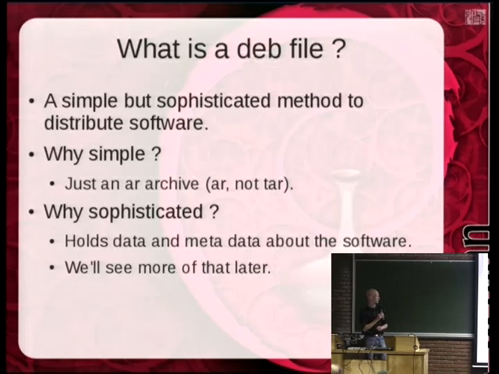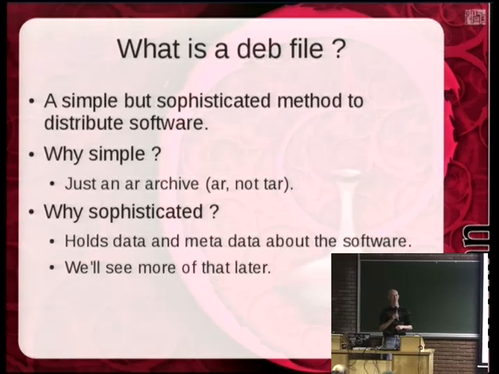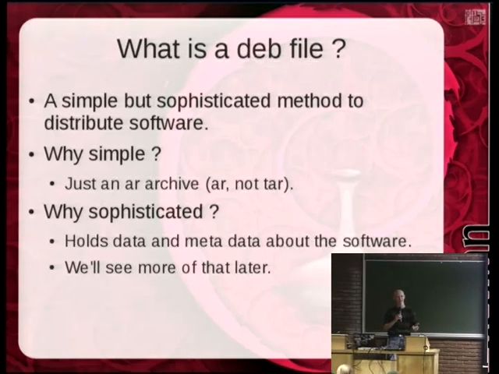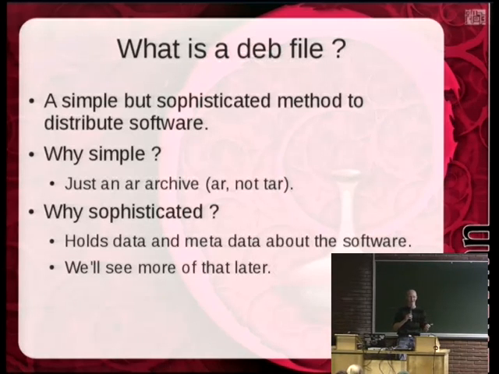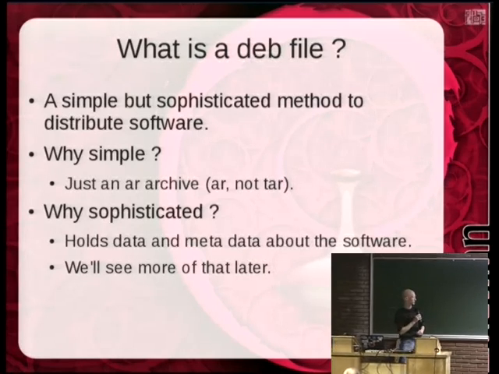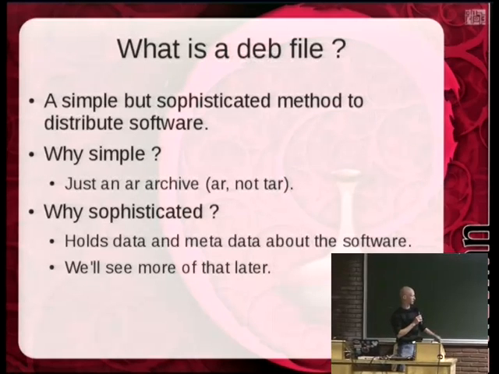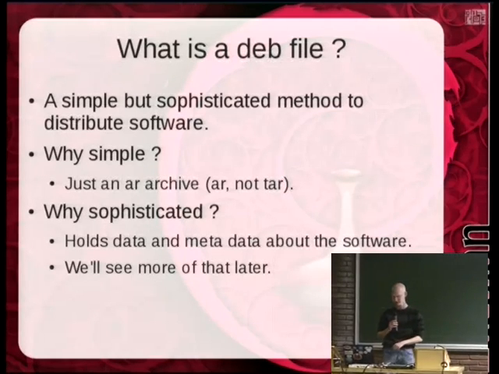The sophisticated part is that deb files also hold metadata about the software they provide, so it's not only dumping files on your file system, it actually has metadata which tells it about dependencies, what you should do with certain files, and triggers to other software. It's important for the integration with the whole operating system or the whole packaging system. And we, of course, see the sophisticated part through this slide.